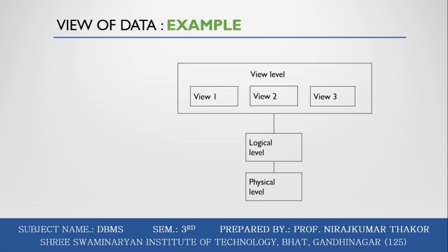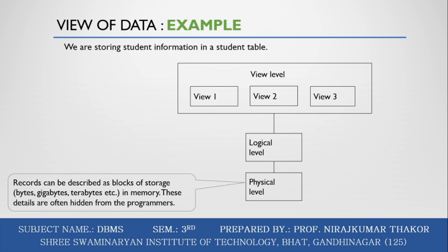Now this is the example of abstract data or view of data. Already हमने ये तीन लेवल्स, तीन इमेजेस हमने देखी थीं. The first one is the physical level, जो हमारा बेस लेवल होता है. The second one is the logical level and the third one is the view level. We are storing the student information in a student table. तो फर्स्ट फिजिकल लेवल में क्या होगा, जो भी हमारा डेटा है, records can be described as blocks of storage in bytes, gigabytes, terabytes, etc.